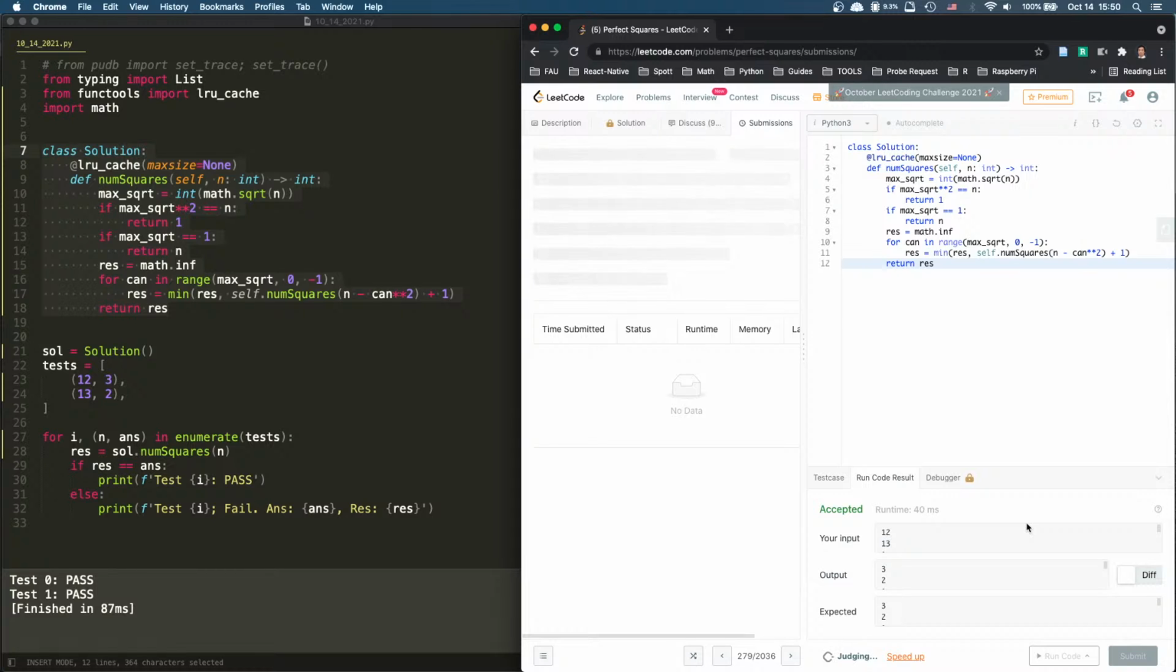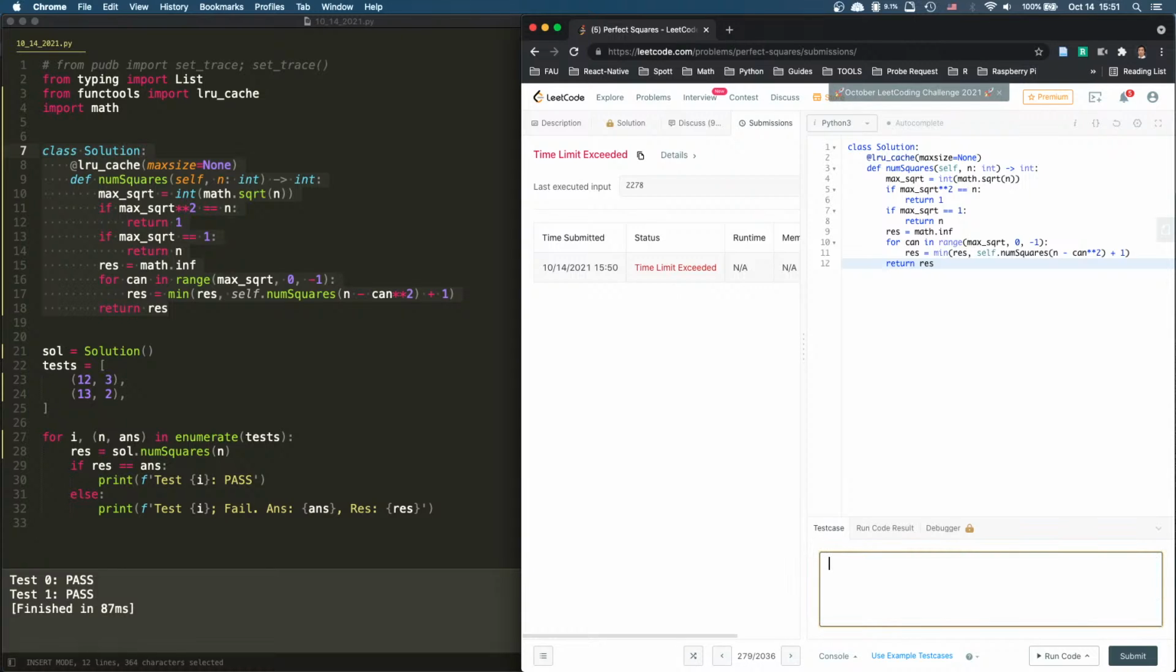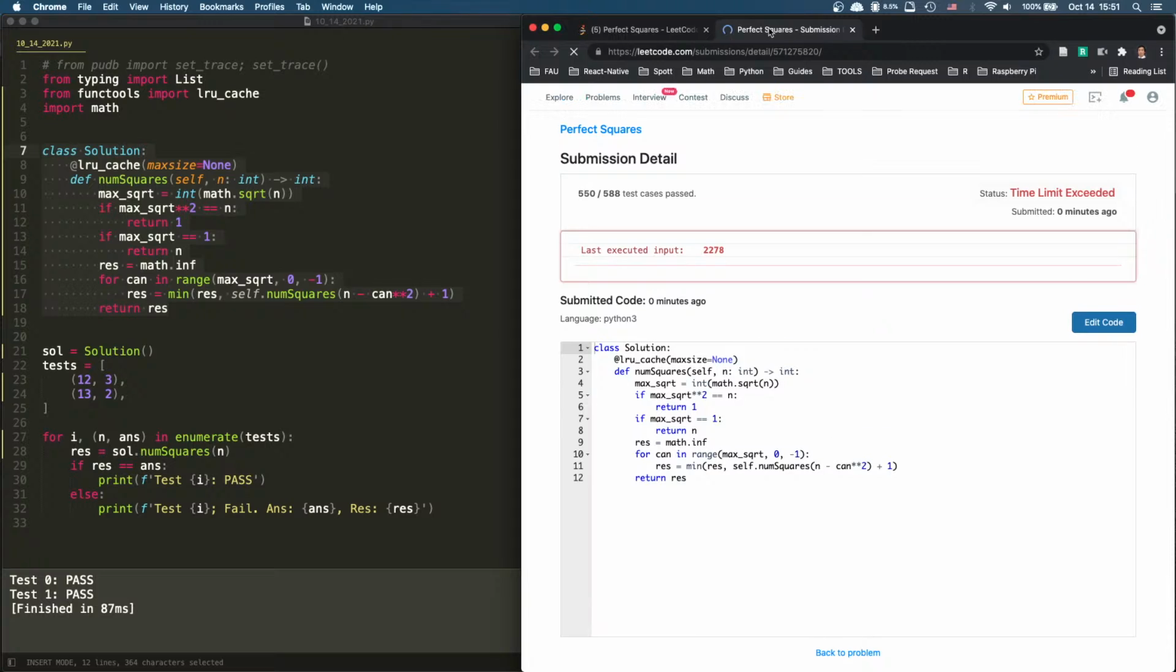Oh no, what happened? Wrong answer. It's still judging. Time limit exceeded. What? The test case I picked is not good. 2278. What the hell? Wow. 88 milliseconds. What's the time limit? Gosh.